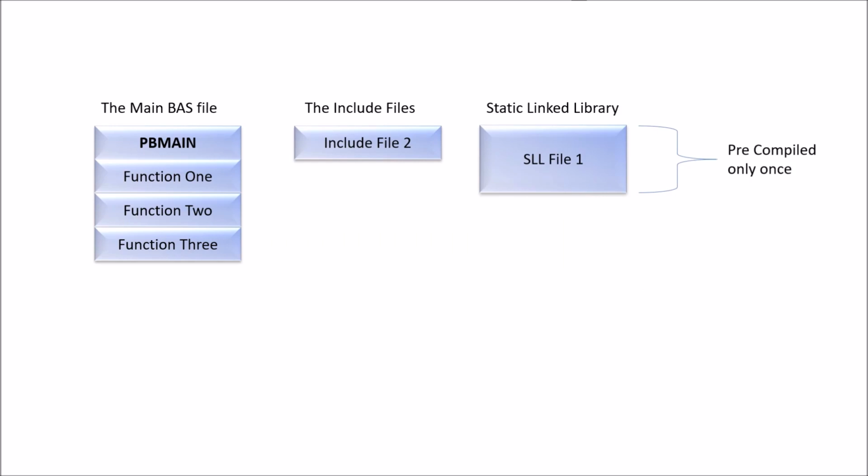What we are going to do today is to take one of the include files and turn it into a static linked library, which is then compiled into an SLL file, which can be linked into the main code file when you compile. As SLLs are in effect pre-compiled code, all the functions and subroutines are included in your compiled application, even if they are not referenced in the main code file.